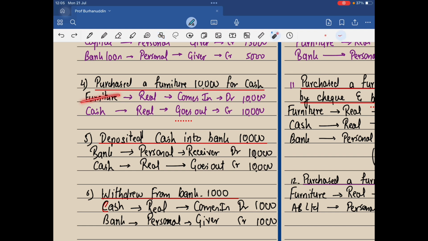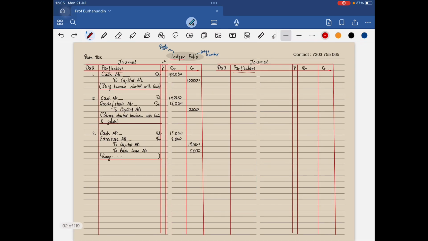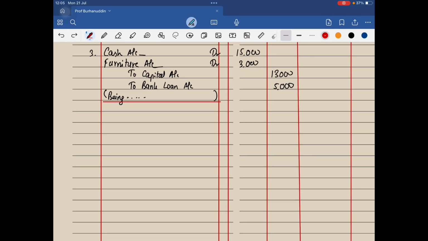चलो now coming to the next one, fourth one, purchase the furniture for cash. So here furniture debit, cash credit, 10,000. चलो प्रकाश, I am not going to say anything. You have to say it. I am not saying anything, ना प्रकाश?